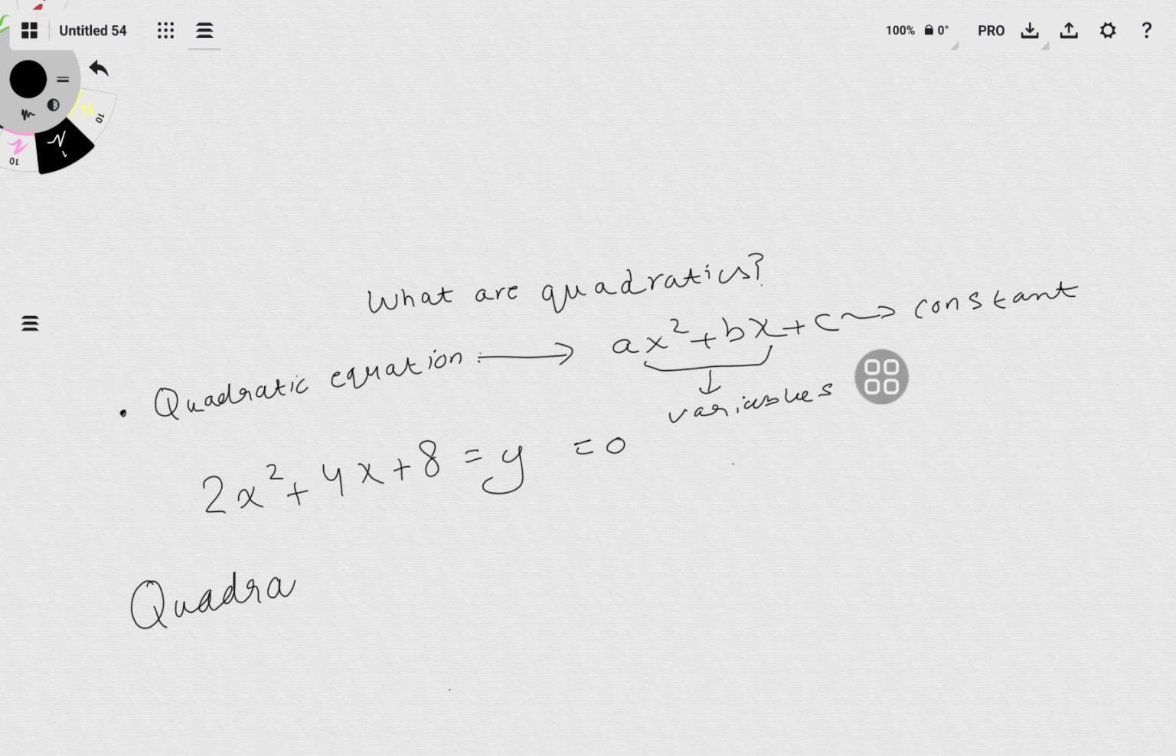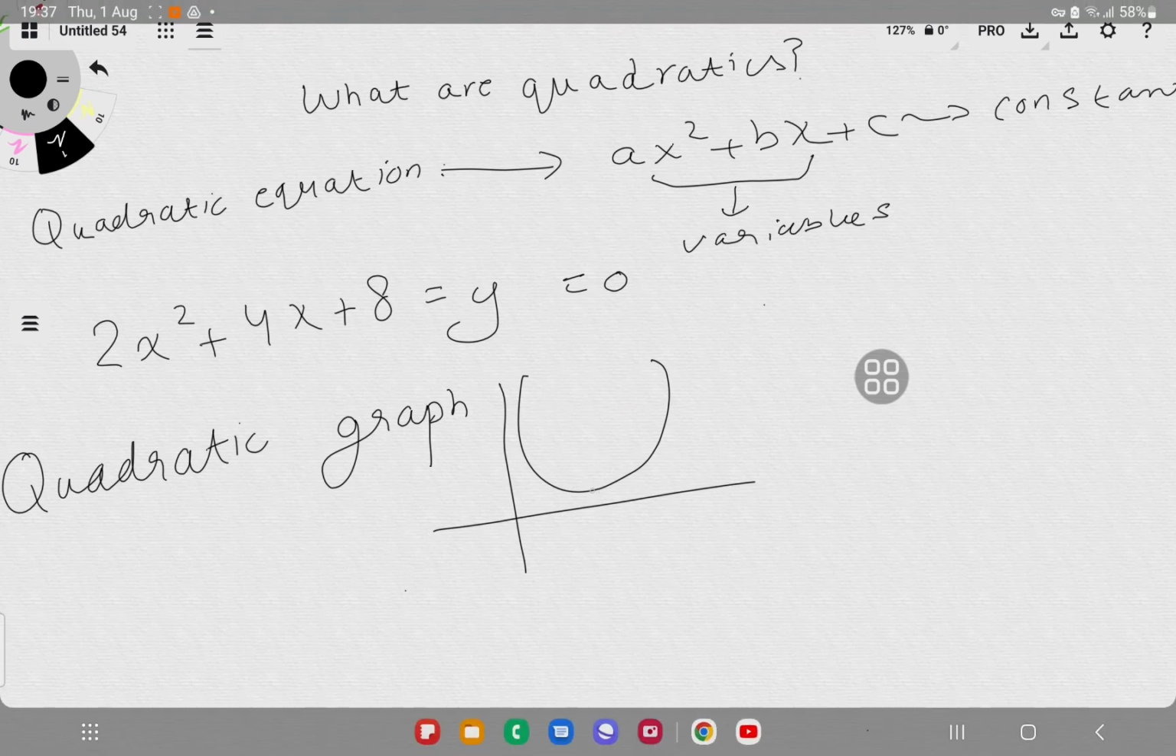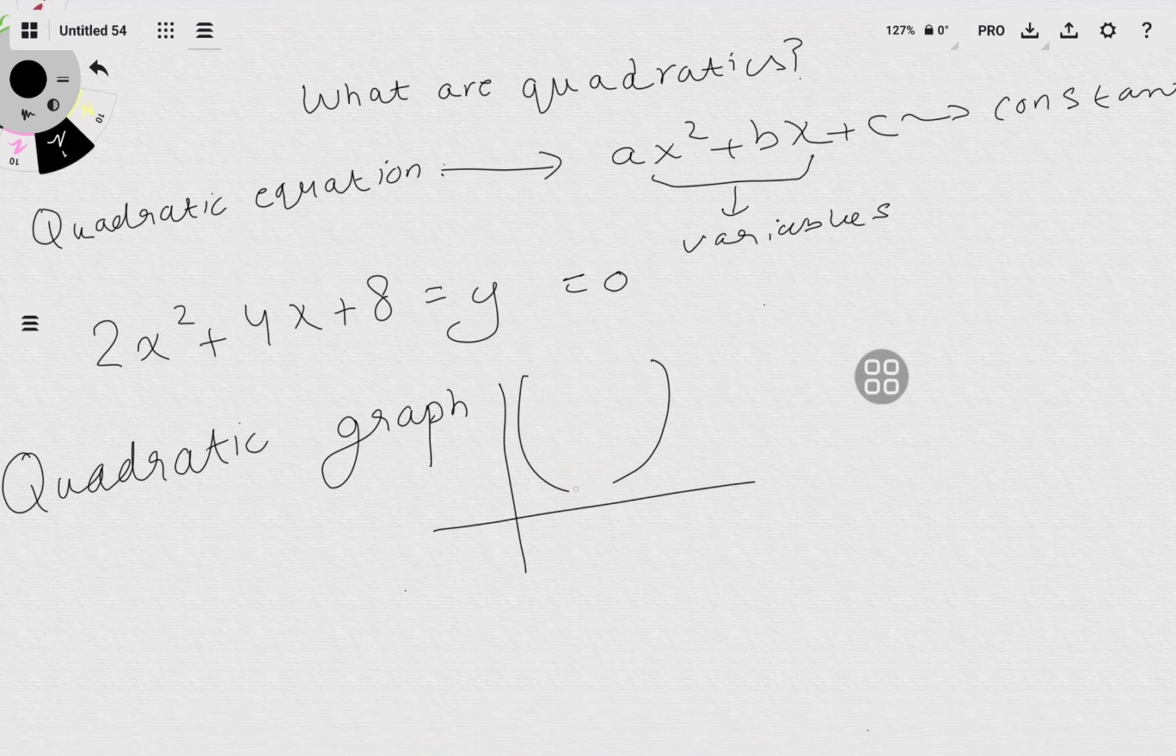Next we have the quadratic graph. A quadratic graph, for example, will be a parabola like a U. This U is a quadratic graph.